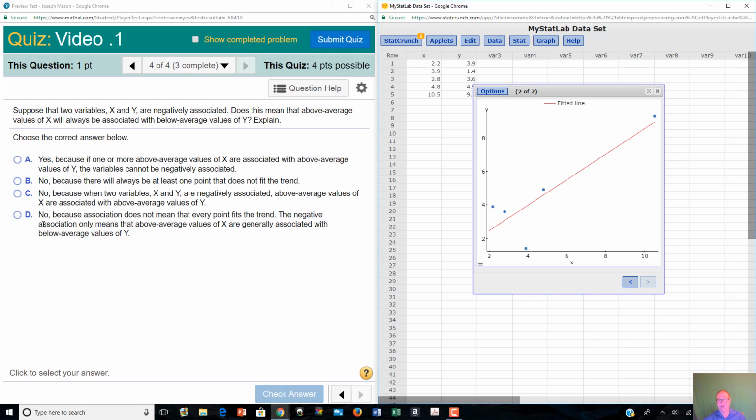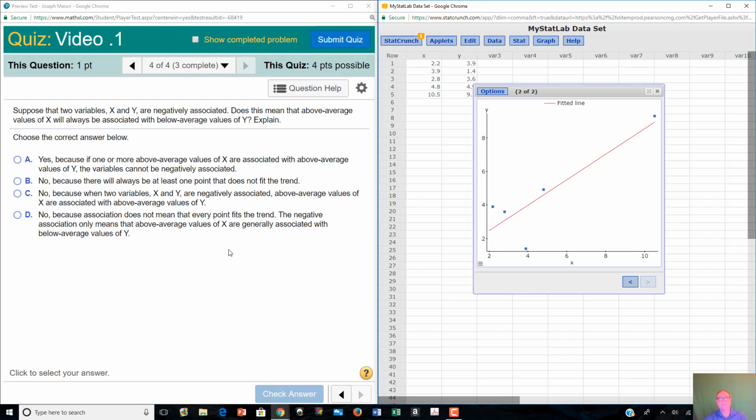Now I've got to figure out which no, because there will always be at least one point that does not fit the trend. No, because when two variables x and y are negatively associated, above average values of x are associated with above average values of y. So that's not it. No, because association does not mean that every point fits the trend. The negative association only means that above average values of x are generally associated with below average values of y.